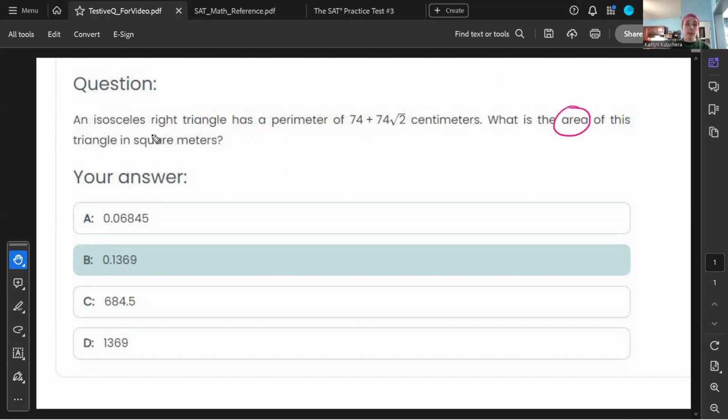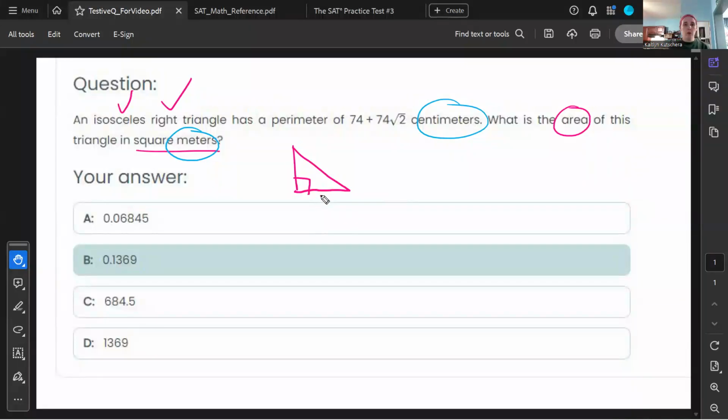So we know at the end of this, we want an area in square meters. And you might initially, or hopefully you initially see that this is in meters and this is in centimeters, which means at least part of this is going to be a unit conversion. And additionally, we're told that it's an isosceles right triangle. So if we were to draw an isosceles right triangle, we're going to pretend that's drawn accurately.